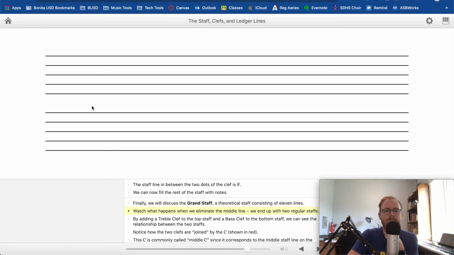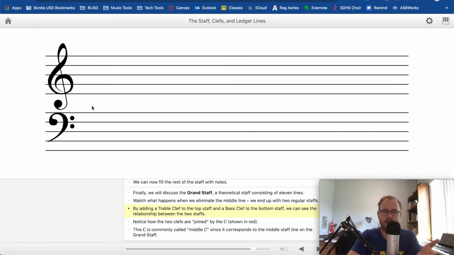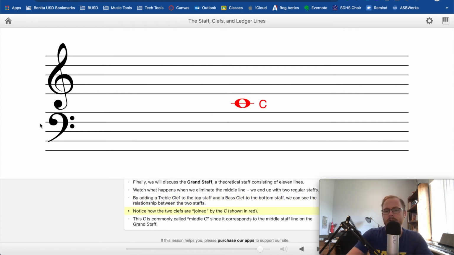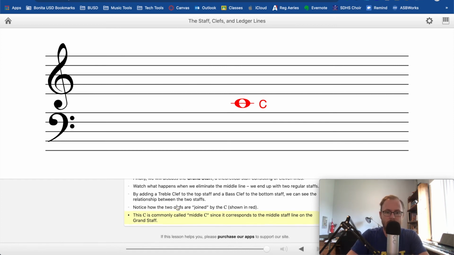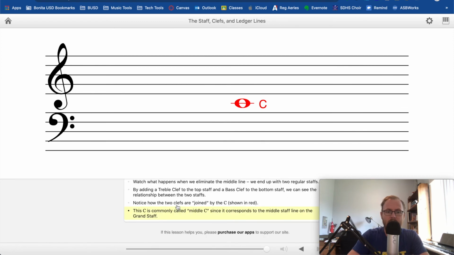Now, if we were to take away one of these lines, we end up with two regular staffs. We can put the treble clef here on top, the bass clef on bottom, and you can notice how they're joined in the middle by this C, that 11th line we took away. So this note here is called middle C. Middle C is what allows us to create a grand staff between all of these notes. Because of this middle C, we can combine all of our notes together and we can create our grand staff. A couple of ways that we can memorize this is by using some cool little mnemonic devices. So let's delve into those here.